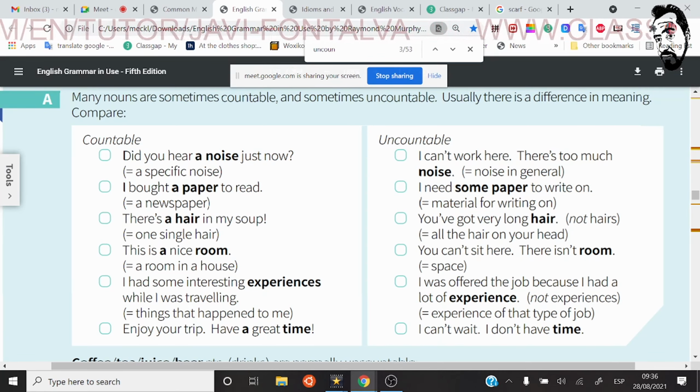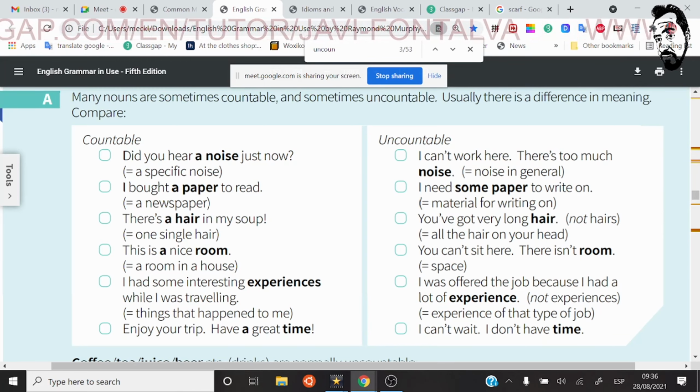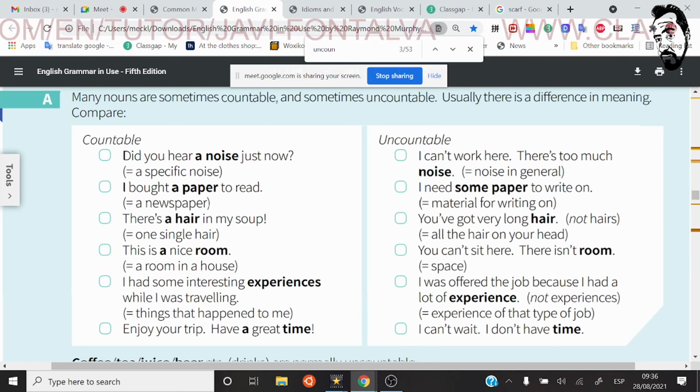By the way, if you want to talk about one of these, we say a piece of paper, or a sheet of paper. And some paper? Yeah, also possible. You could also say a little paper, an amount of paper. But if you say a paper, you mean a newspaper.